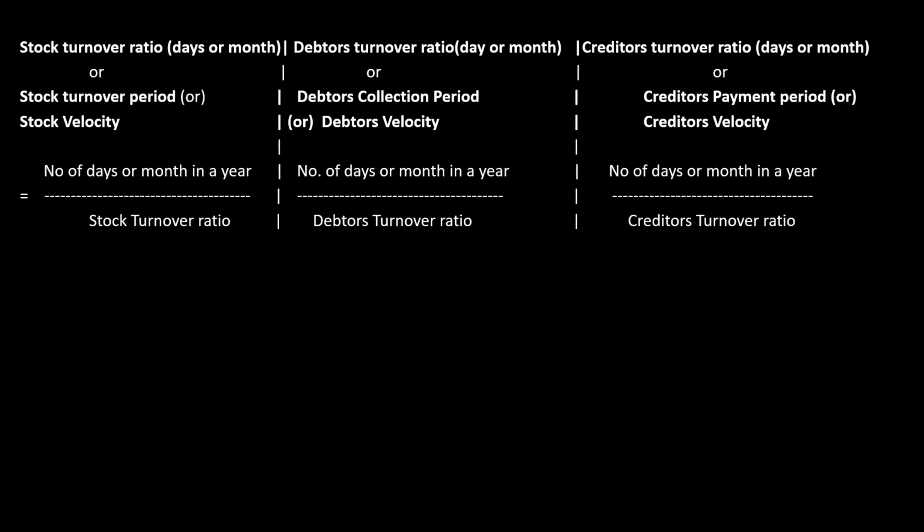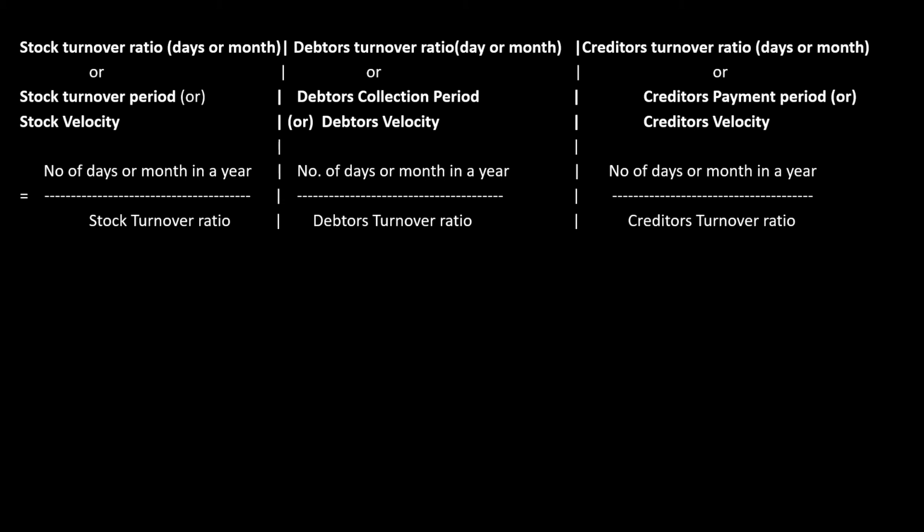And one thing you can see in all the three cases, you can see days or month in a year. Which means you have two answers over here. If you are asked to find debtors velocity or stock velocity or creditors velocity, you have to give two answers.